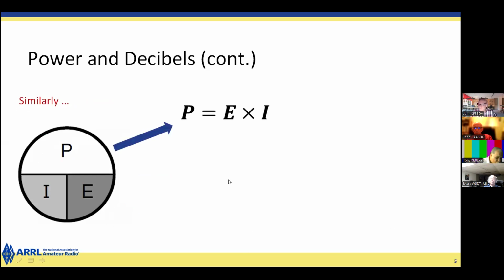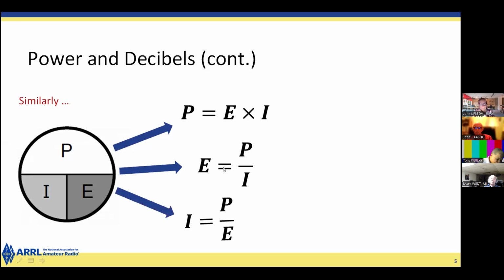And then there's power. And we did this, or you did this in the tech class, I believe. Power equals voltage times current. And then you can do the algebra to get either voltage or current if you know the other two.